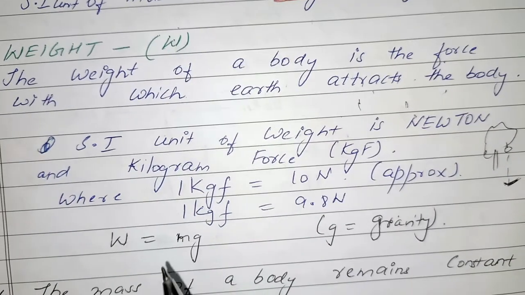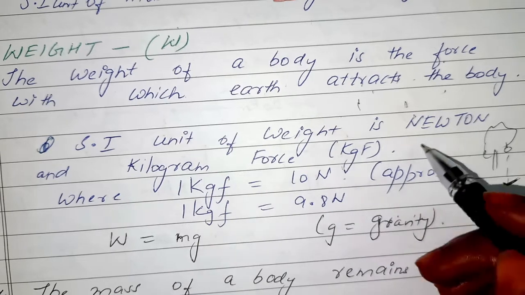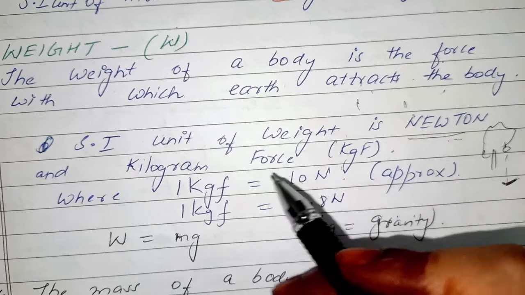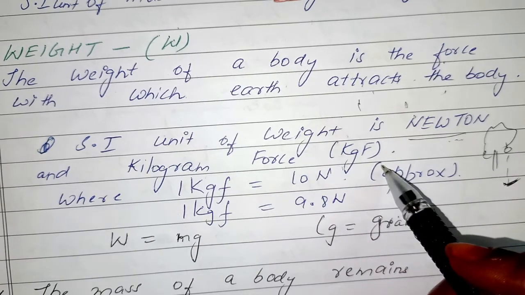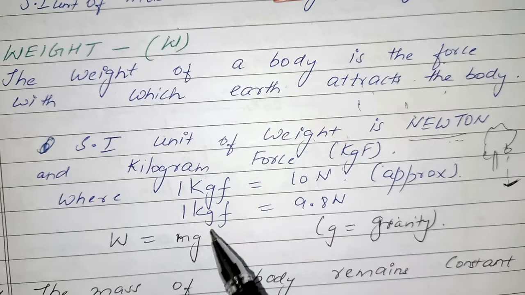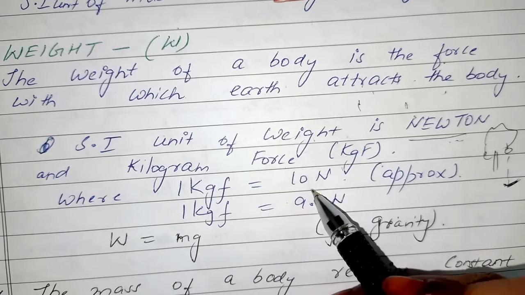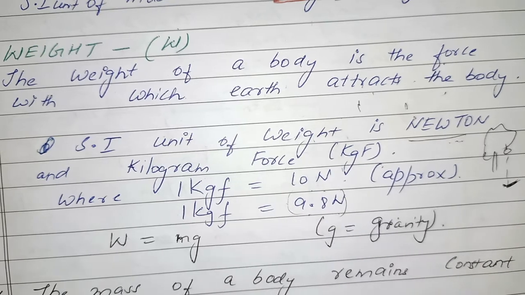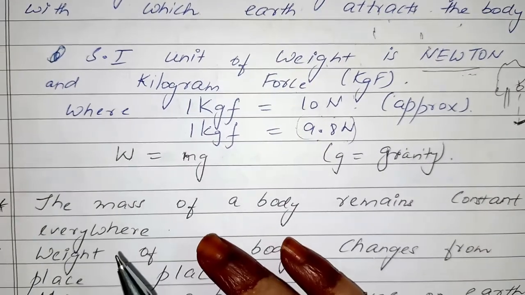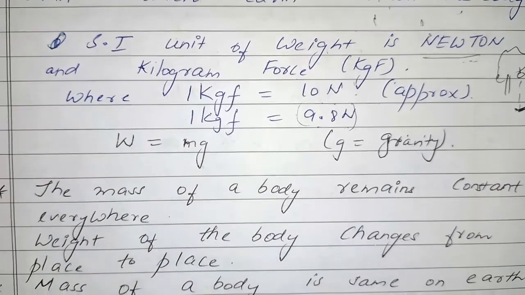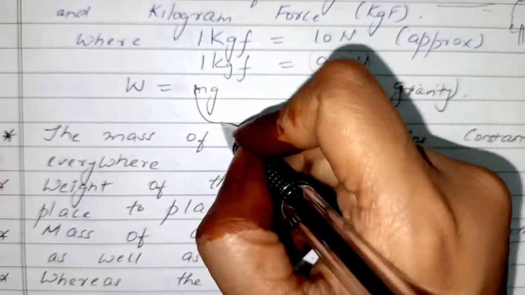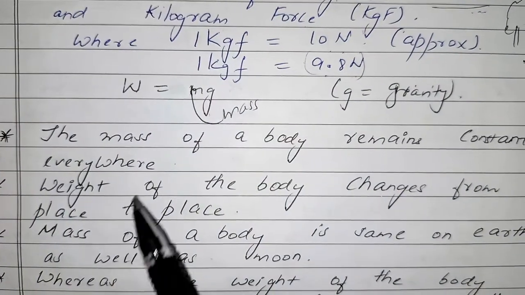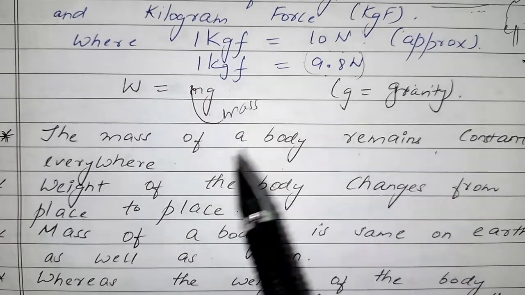And here we will see the SI unit of weight. What is the SI unit of weight? It's Newton. And kilogram force, kgf, is also a unit of weight, where 1 kgf is approximately 10 N, but the exact value is 9.8 N. Now what is the formula of weight? Weight is equal to mg, where m is the mass and g is the gravity. The mass of a body remains constant everywhere.